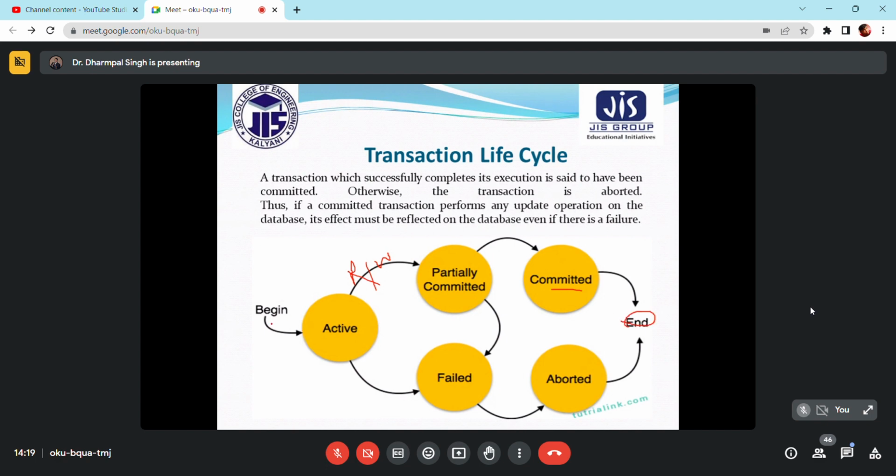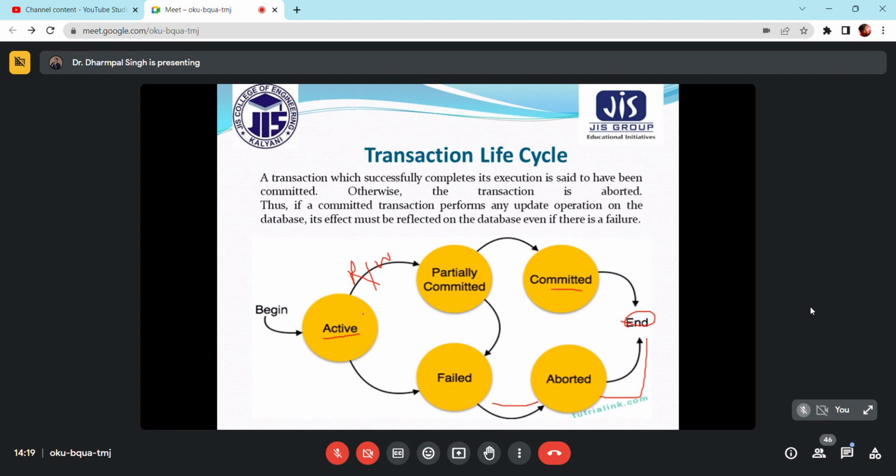The second one is saying that the transaction is active, and suppose the transaction wants resources R1, R2, R3, and they are not available. So from active it goes to fail. From the fail it goes to abort, and from the abort it will go to the end. So this is the worst case.